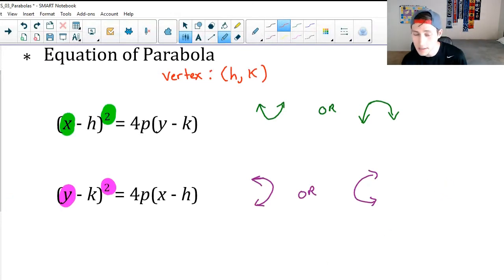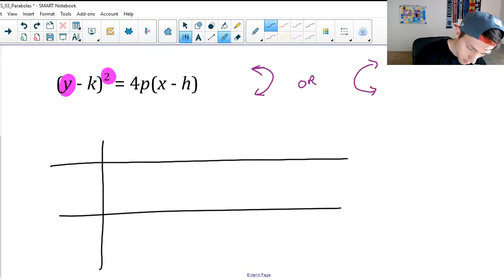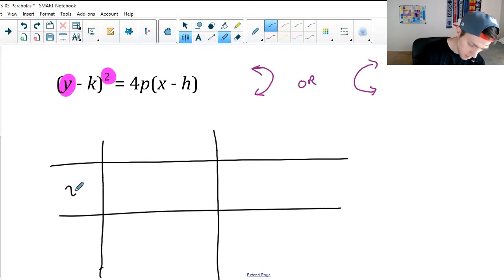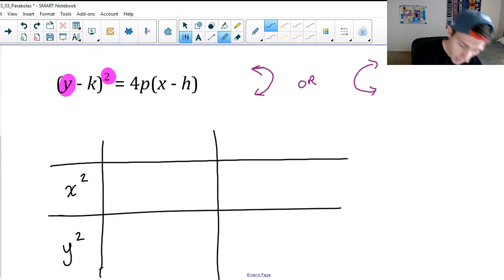All right, so if the x is being squared, then it's up or down. If the y is being squared, then it's left or right. I should have put an actual table here. Let's draw a table for ourselves. So if it's x squared or y squared, the x squared is either up or down, but how do we know which? Well, it depends on the value of p, if it's positive or negative.